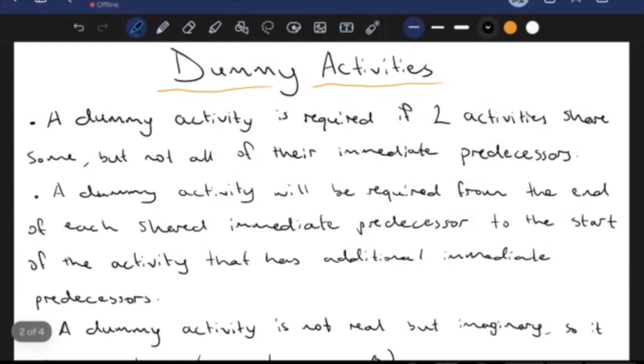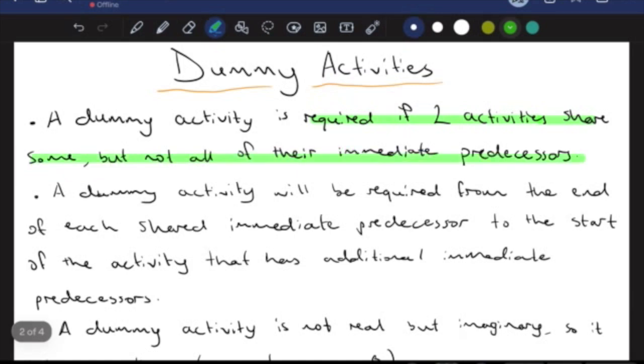Okay, so in this video we are going to be talking about dummy activities. Now I've got a couple of definitions here for you and just information about some dummy activities. Now what this means is this is basically an imaginary activity on our network diagram that is required if two activities share the same but not all of their immediate predecessors.